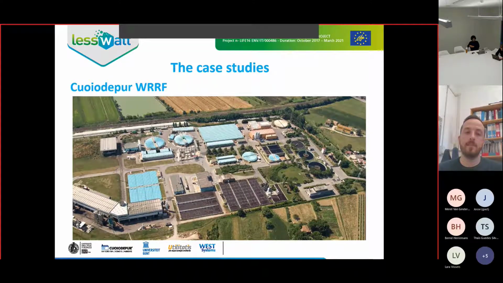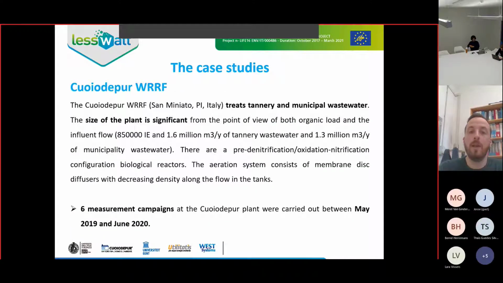The first case study was the Cuoio Depur plant. The Cuoio Depur plant treats tannery and municipal wastewater. The size of the plant is significant from the point of view of organic load and influent flow: about 850,000 IE and 1.6 million cubic meter per year of tannery wastewater and 1.3 million cubic meter per year of urban wastewater.